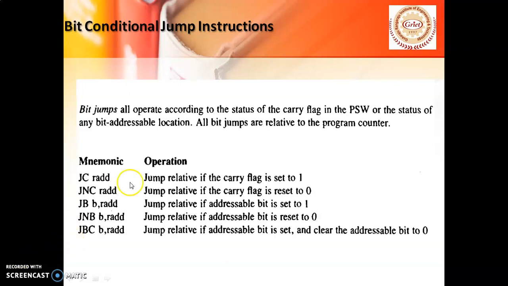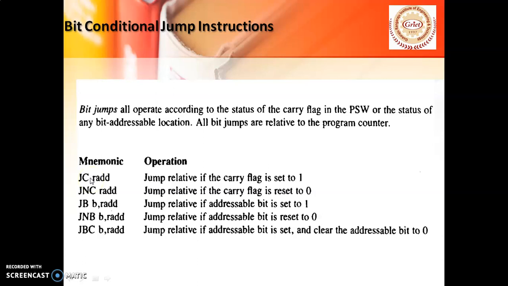In this video, I am going to explain bit conditional jump instructions. The first instruction we have is JC address. JC stands for jump if carry is set. So what does it mean here? It is going to check the condition. Here we can write the condition as C equal to 1. Jump if carry is set means that the carry flag is equal to 1.